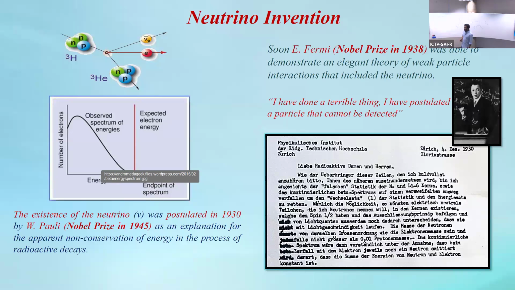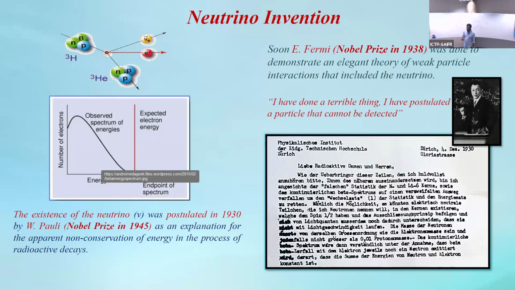He sent a letter, addressing it by saying, "Dear radioactive ladies and gentlemen, I have done a terrible thing. I have postulated a particle that cannot be detected." There are many interesting philosophical statements in his letter, where he mentions the neutrino can have mass, and he called it a neutron in his letters. The original letter is in German, but later it was translated into English. You can find it in the literature.